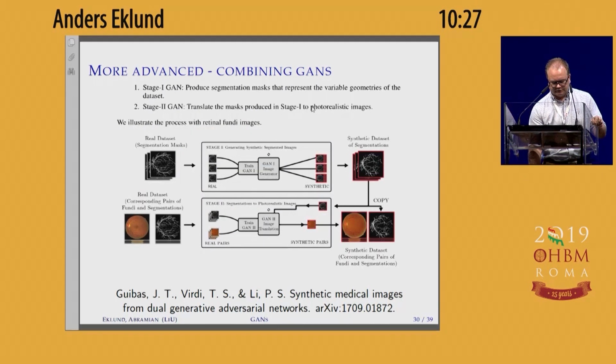So this approach was used in this paper. So they first did segmentation of these retinal images to get binary segmentation masks. And then they trained a noise-to-image GAN to produce new realistic binary masks. And then in the second step, they trained a CycleGAN to translate between the binary segmentation masks and the retinal image.